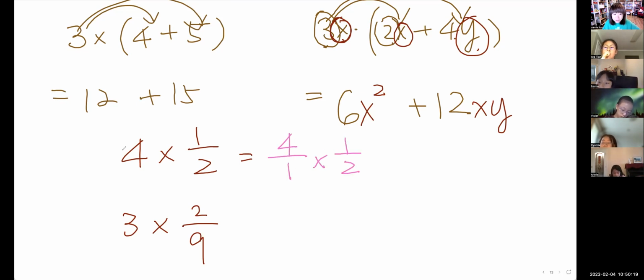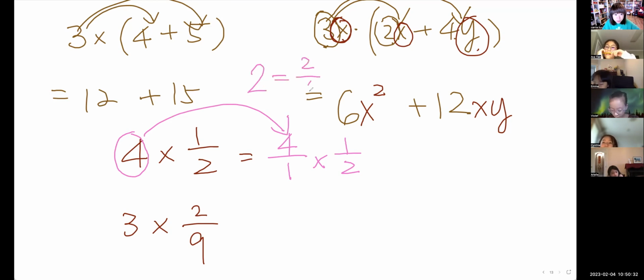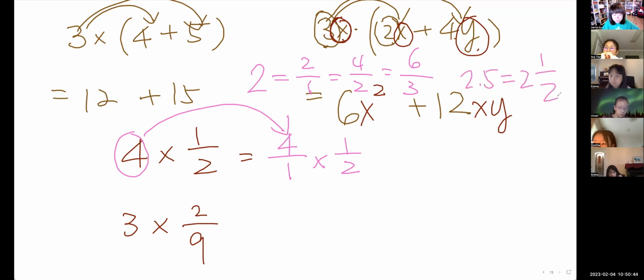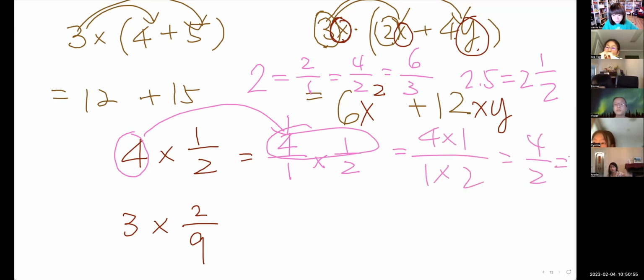Okay, so Emma and Violet know that. And everybody knows that as well. Every single whole number can be transferred into a fractional form. Okay, any number. So 2 could be 2 over 1, could be 4 over 2, could be 6 over 3. As long as you want, every number could be transferred into a fractional form. For instance, 2.5 equals 2 and 1 over 2. So why are we doing that? 4 equals 4 over 1. So basically, how you do it is 4 times 1 over 1 times 2. So it's 4 over 2 equals 2.